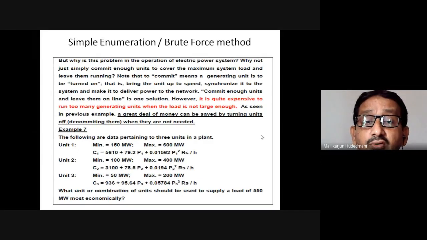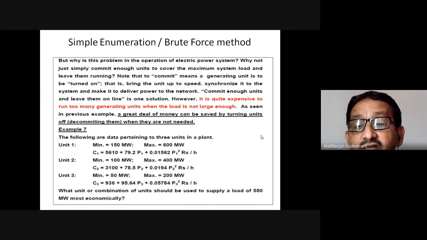Take the example which is shown. For units number 1, 2, 3, as in the slide, minimum generation is 150 megawatt, maximum generation is 600 megawatt. The fuel cost function of that generator, C1, is given as 5610, a constant, plus 79.2 P1 plus 0.01562 P1 squared rupees per hour. It may be dollars per hour in some of the other textbooks which are available. No matter, it is called a fuel cost, in which P1 refers to the megawatt obtained from unit number 1.